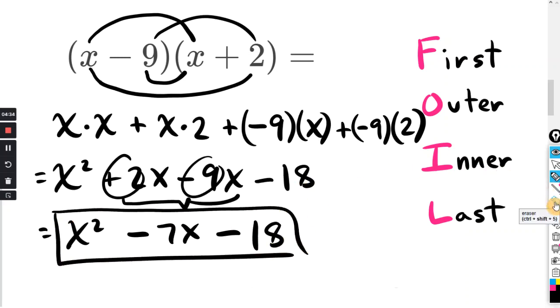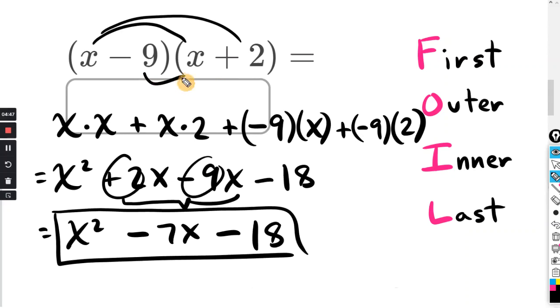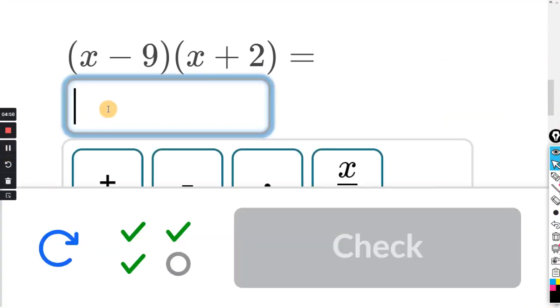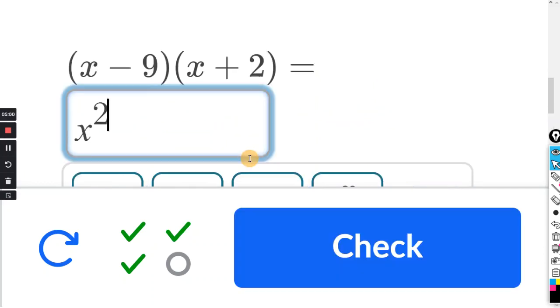All right, once again, you don't have to do FOIL. If you want to just do the regular distributive property, you don't have to do them in the order of FOIL. You can just distribute x times x, x times 2, negative 9 times x, negative 9 times 2. Once you add them up, you'll get the same thing. Okay, so we had x squared, hit the right arrow key, minus 7x minus 18.